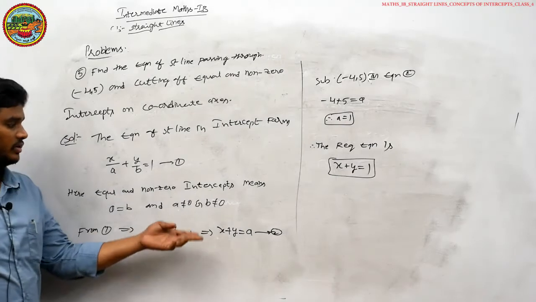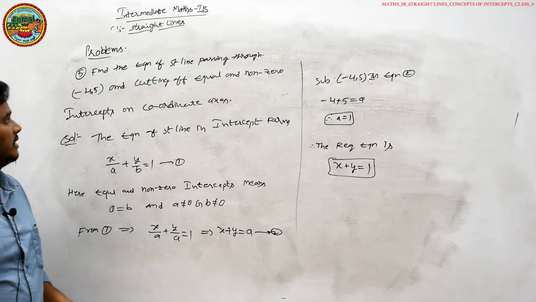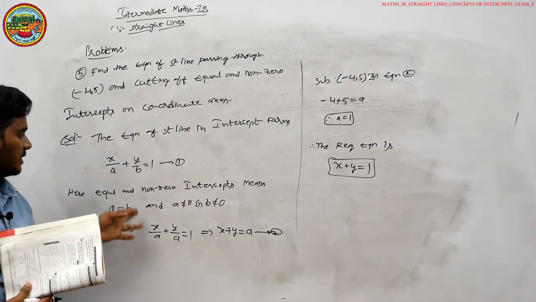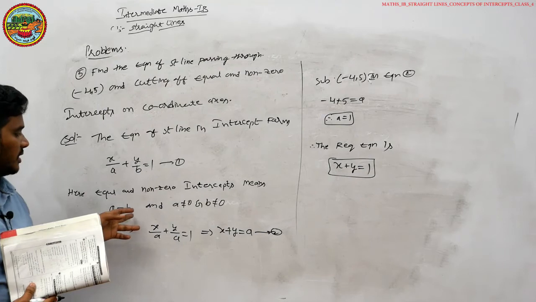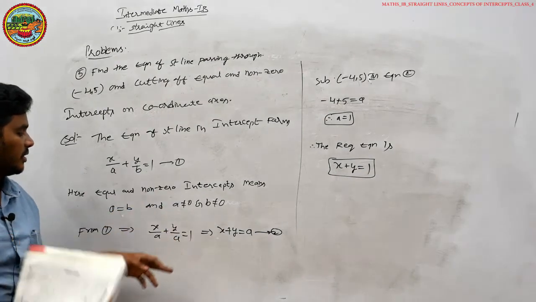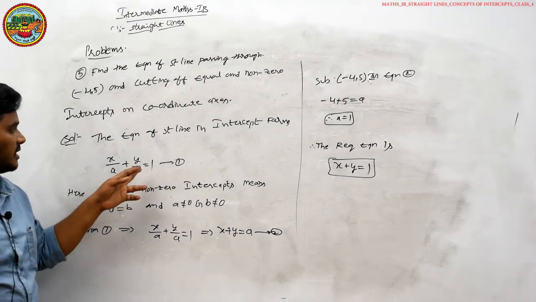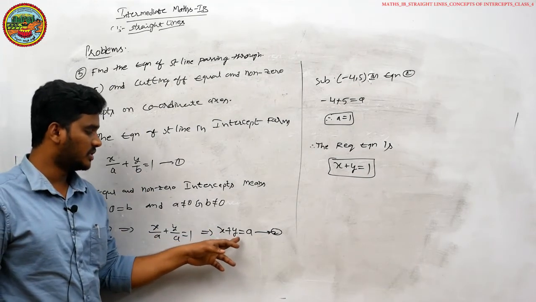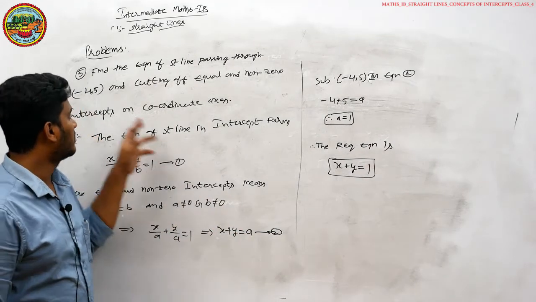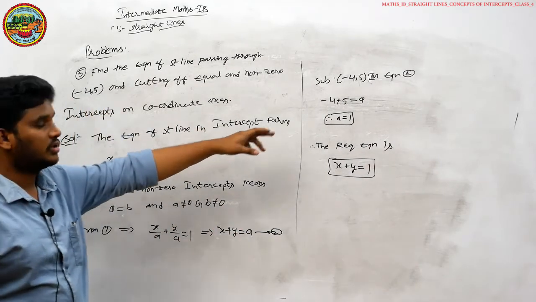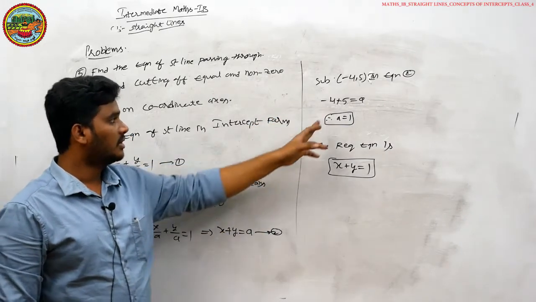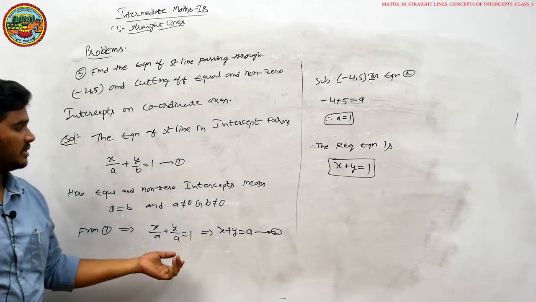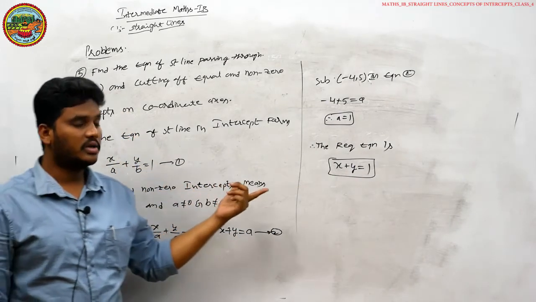So substituting the a value, we get the required equation of the line which cuts off equal and non-zero intercepts with the coordinate axis. Here the x-intercept and y-intercept are equal and non-zero, so a not equal to 0 and b not equal to 0. Then the equation in intercept form becomes x by a plus y by a is equal to 1, therefore x plus y is equal to a. The line passes through the point minus 4 comma 5, so substituting we get a is equal to 1. Substituting a in equation 2, we get the required equation of the straight line x plus y is equal to 1.